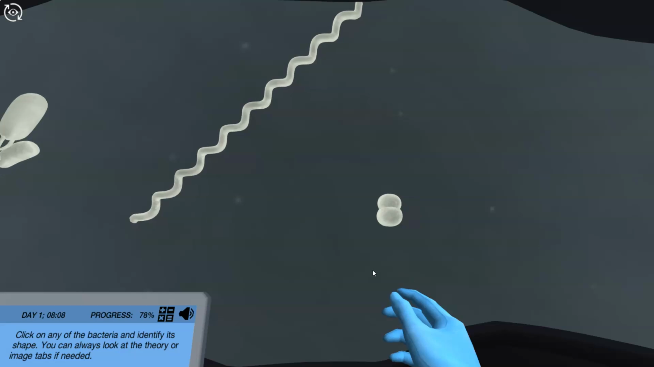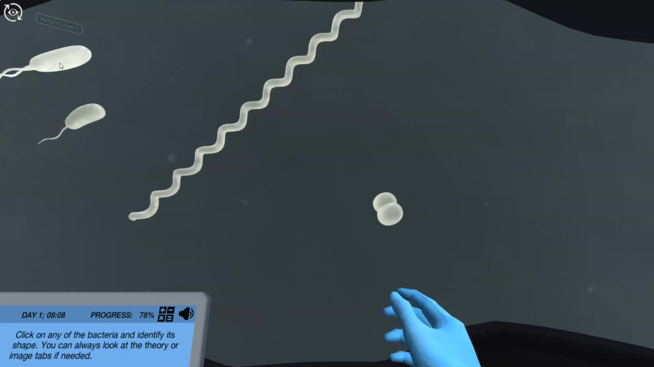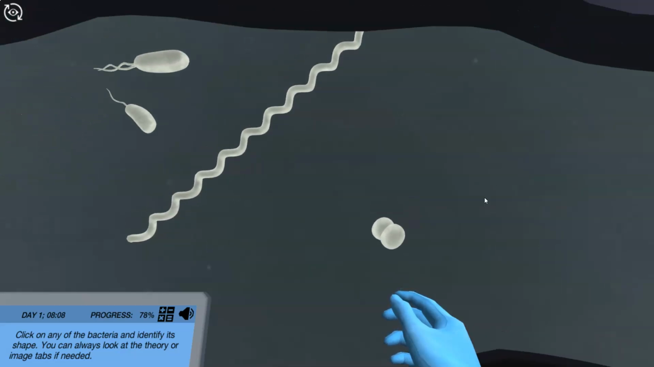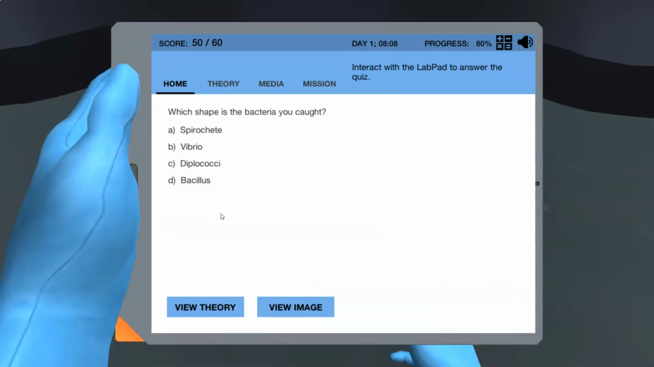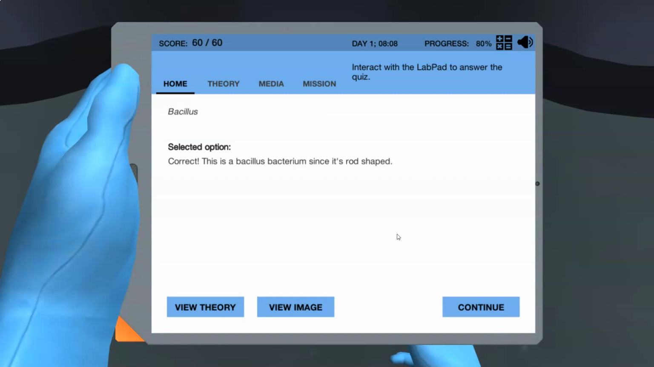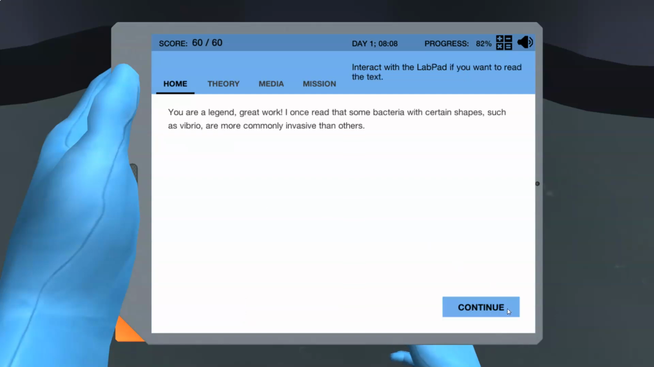Click on any of the bacteria and identify its shape. You can always look at the theory or image tabs if needed. Which shape is the bacteria you caught? Correct. This is a bacillus bacterium since it's rod-shaped. You are a legend. Great work. I once read that some bacteria with certain shapes, such as Vibrio, are more commonly invasive than others.